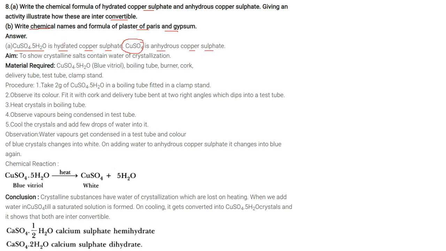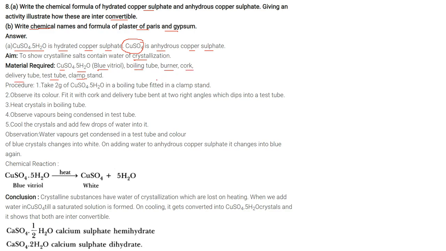The aim is to show that crystalline salts contain water of crystallization. So what would we require? CuSO4.5H2O, that is blue vitriol, a boiling tube, burner, cork, delivery tube, test tube and clamp stand.